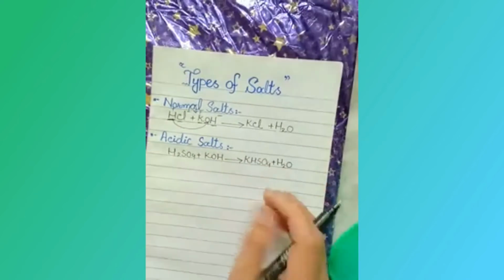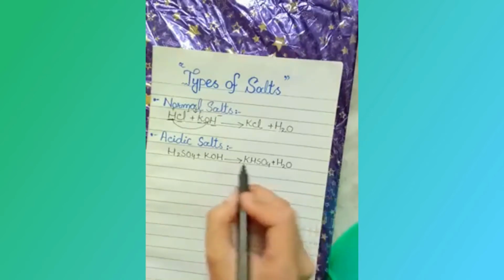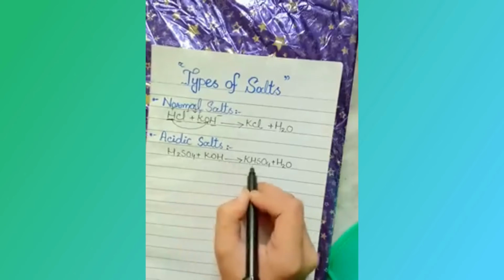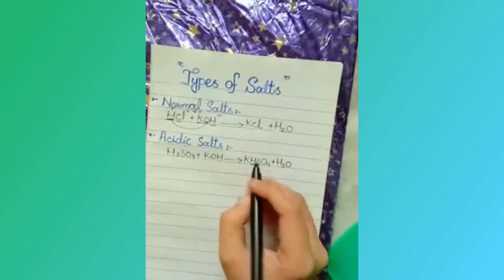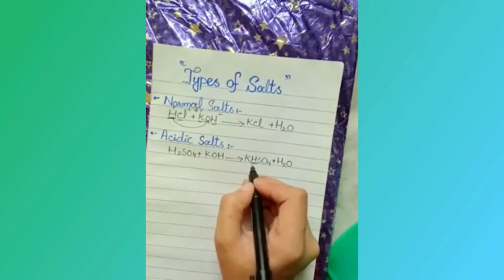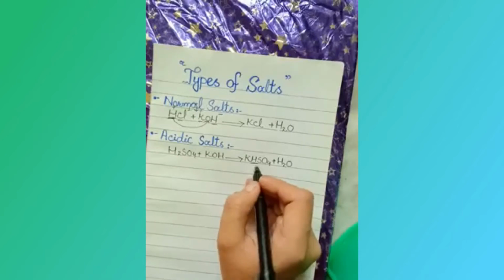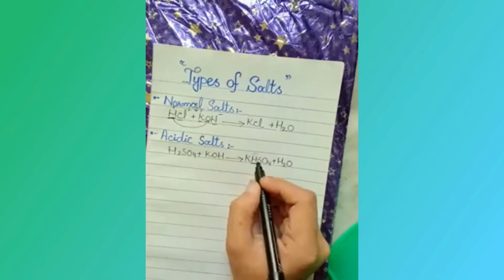If you see in this reaction, there is incomplete or partial replacement of H-positive ions. H is present here. If this were complete replacement of the H-positive ions, then there would be no H-positive ion.